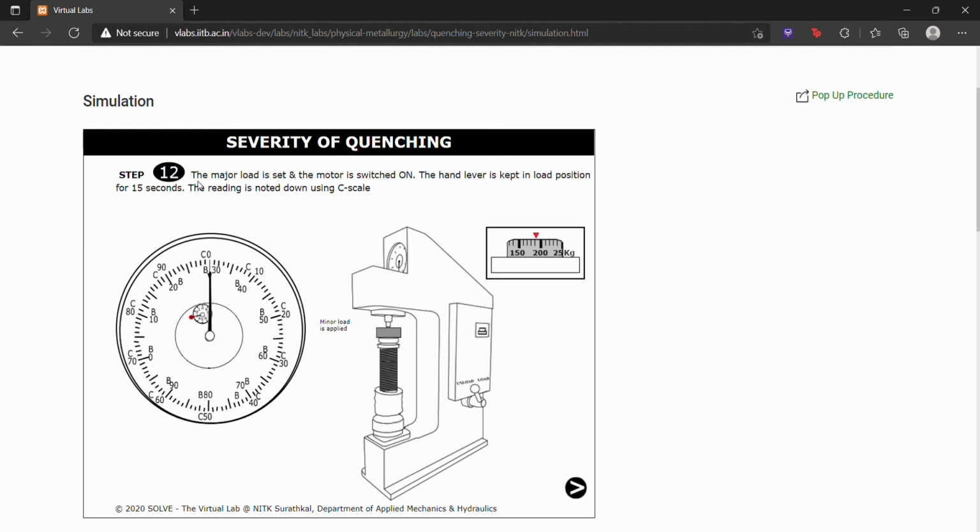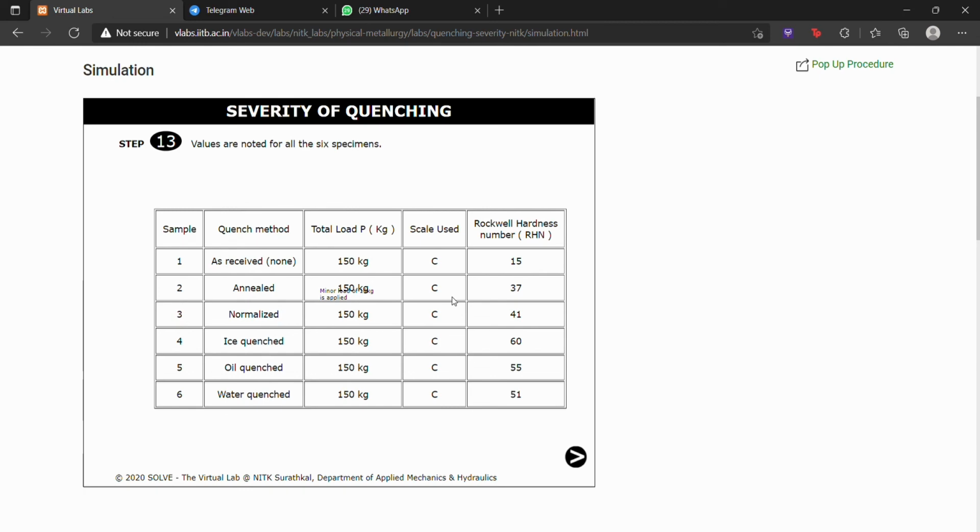After that, the major load is set and the motor is switched on. The hand lever is kept in load position for 15 seconds, and then the reading is noted down using the C scale. So step 13, the values are noted for all the 6 specimens.